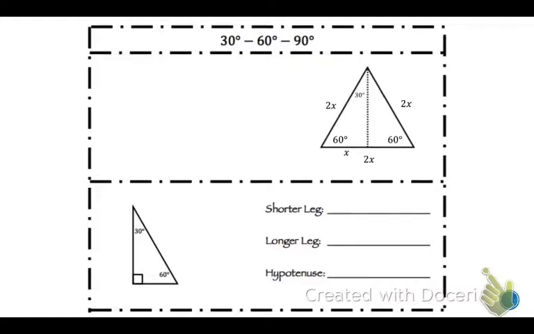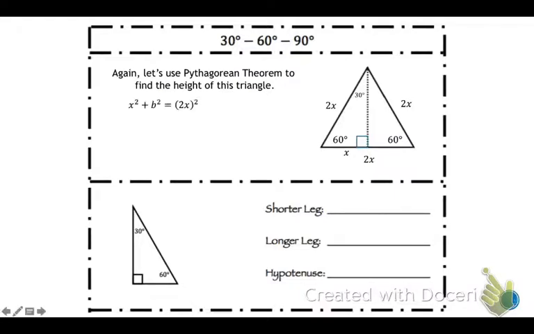Now, again, this is a right triangle because this right here is 90 degrees. So again, we can use the Pythagorean theorem to find the height of this. So that's going to be x squared plus b squared equals (2x) squared. So that's x squared plus b squared equals 4x squared, because (2x) squared is 4x squared. Subtract that over, you get b squared equals 3x squared. Square root both sides. You get b equals the square root of 3x squared, which is the same as x square root of 3. Okay, so this height right here is x square root of 3.